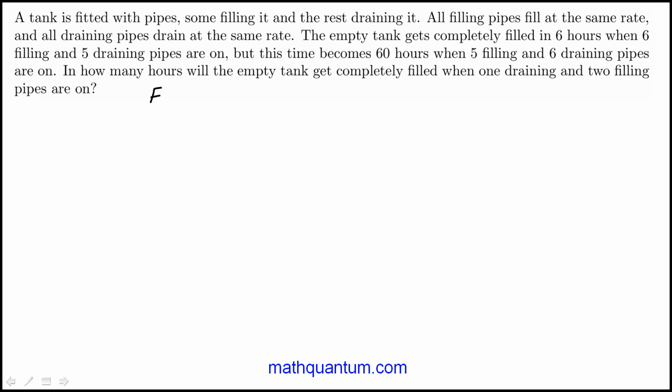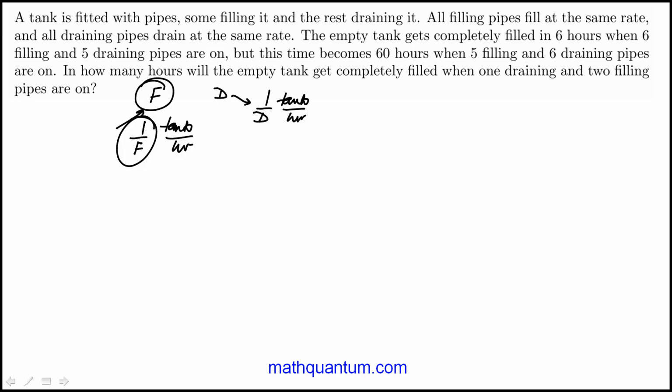So I'll use the letters F and D to represent the time it would take one pipe alone to fill this entire tank. So that means the individual rate of one filling pipe is 1 over F, whatever the unit is, tank per hour. So that's the fraction it's doing. And this would be draining 1 over D, tank per hour.